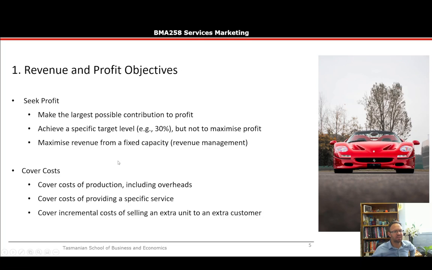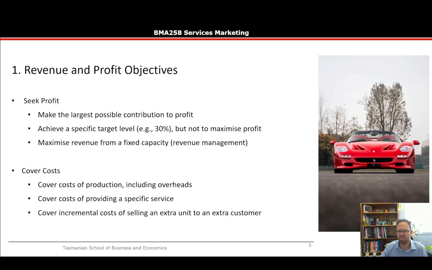The next one is to maximize revenue from a fixed capacity. We've talked about capacity revenue management before. So think of a hotel or something like that. If you've got a hotel with 100 rooms, you can't just increase the capacity of your hotel overnight. I mean, you could build more rooms later on for sure, but that's going to take time, like a whole new different approach. So if you've got 100 rooms, that's fixed capacity. So then how are you going to maximize the revenue from your business to use those 100 rooms to the best of your ability?